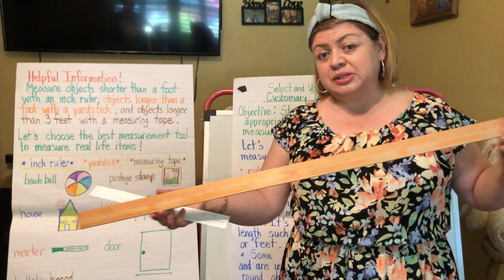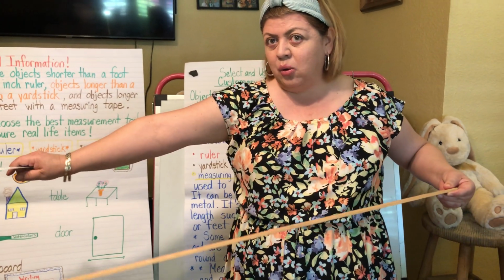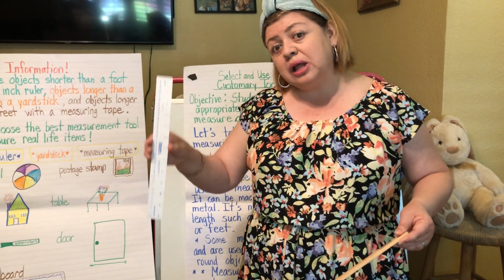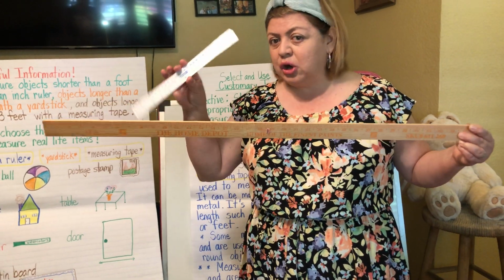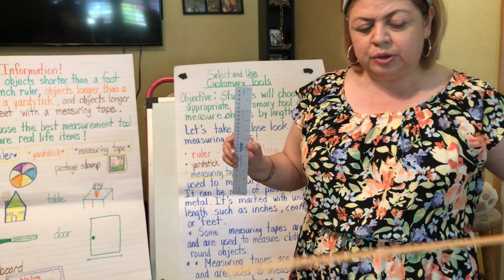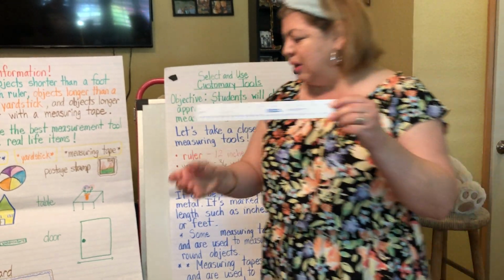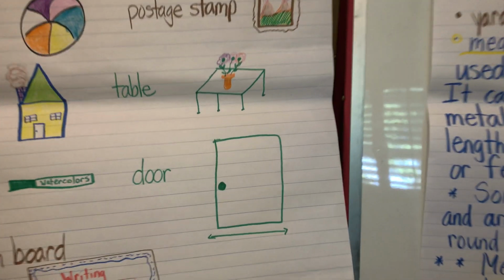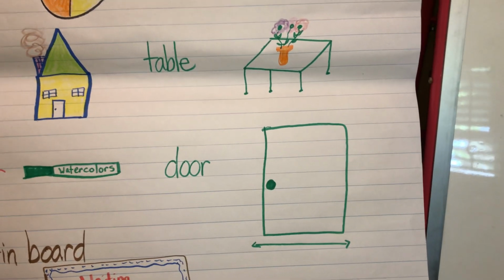An inch ruler would be appropriate if your table's very long. You might want to use a yardstick to measure how long it is. Maybe you want to use a ruler to measure how tall it is from the ground. So something like these two would be correct. Really more like a ruler, I would think. What about the door? What if you want to find out how wide a door is?